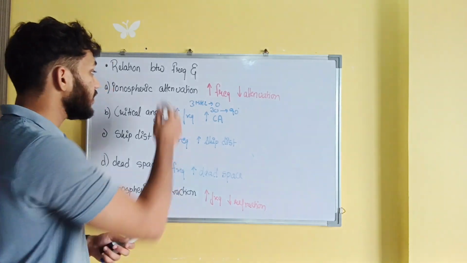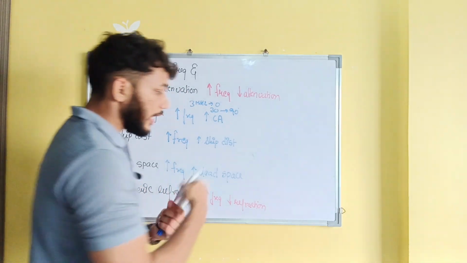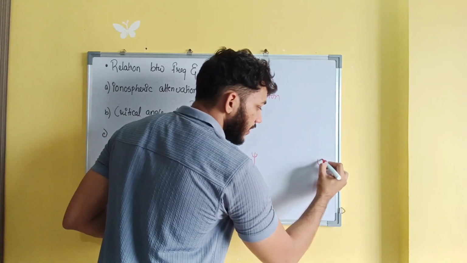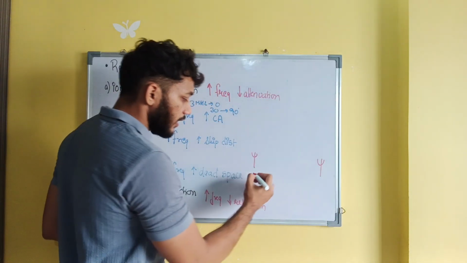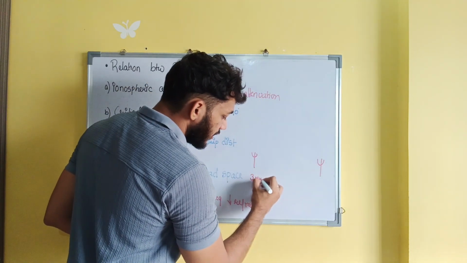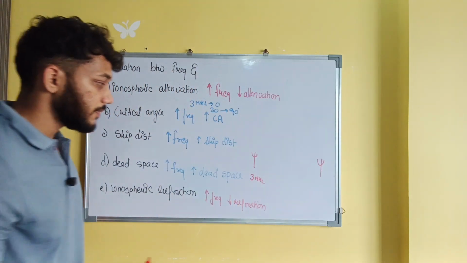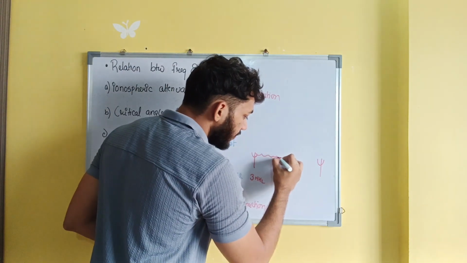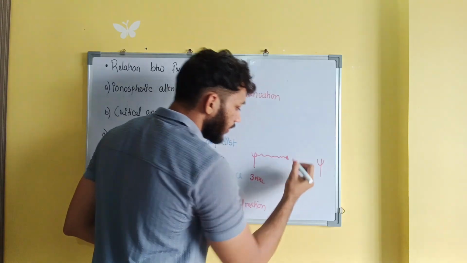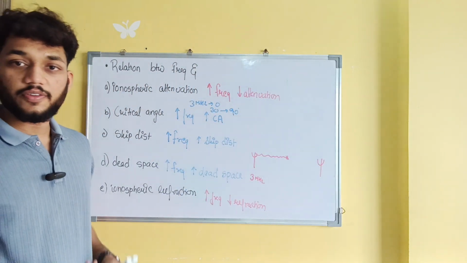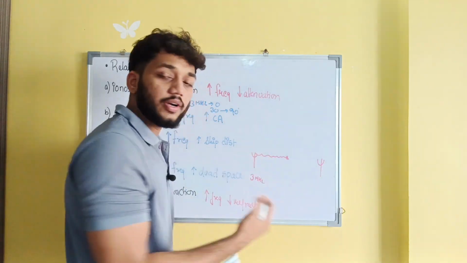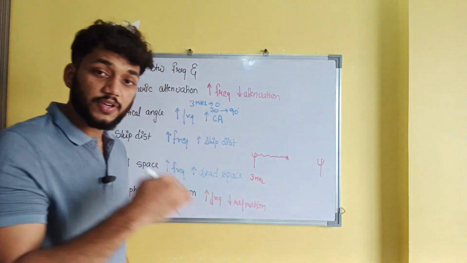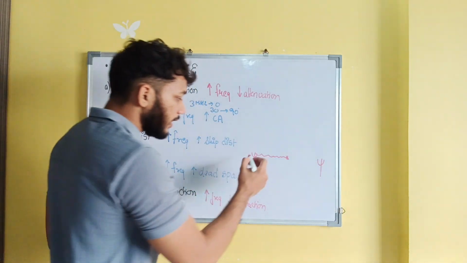Now next relation is frequency and dead space. Try to understand this. This is our transmitter and this is our receiver. Suppose we are using 3 megahertz frequency. So as we already studied, the lower the frequency, the larger the distance the ground wave will travel because of less contact with the ground. So the ground wave will travel a larger distance if the frequency is less, right?